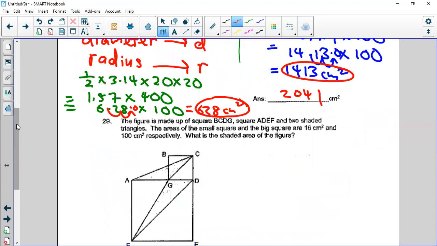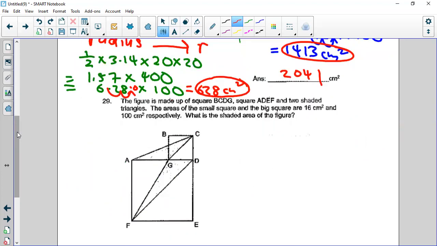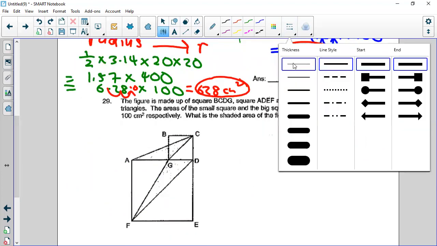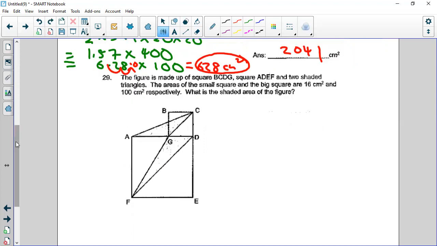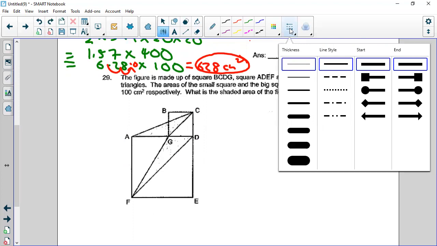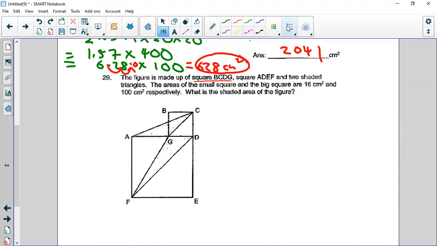Question 29. Is there a shortcut? Not everything has a shortcut or a method. Sometimes it tests you on your basics. If you read the question, the figure is made of square A, B, C, D, G, and there's a bigger square, and there are two shaded triangles. It's not very clear, but these are the two shaded triangles. The area of the small square is 16.